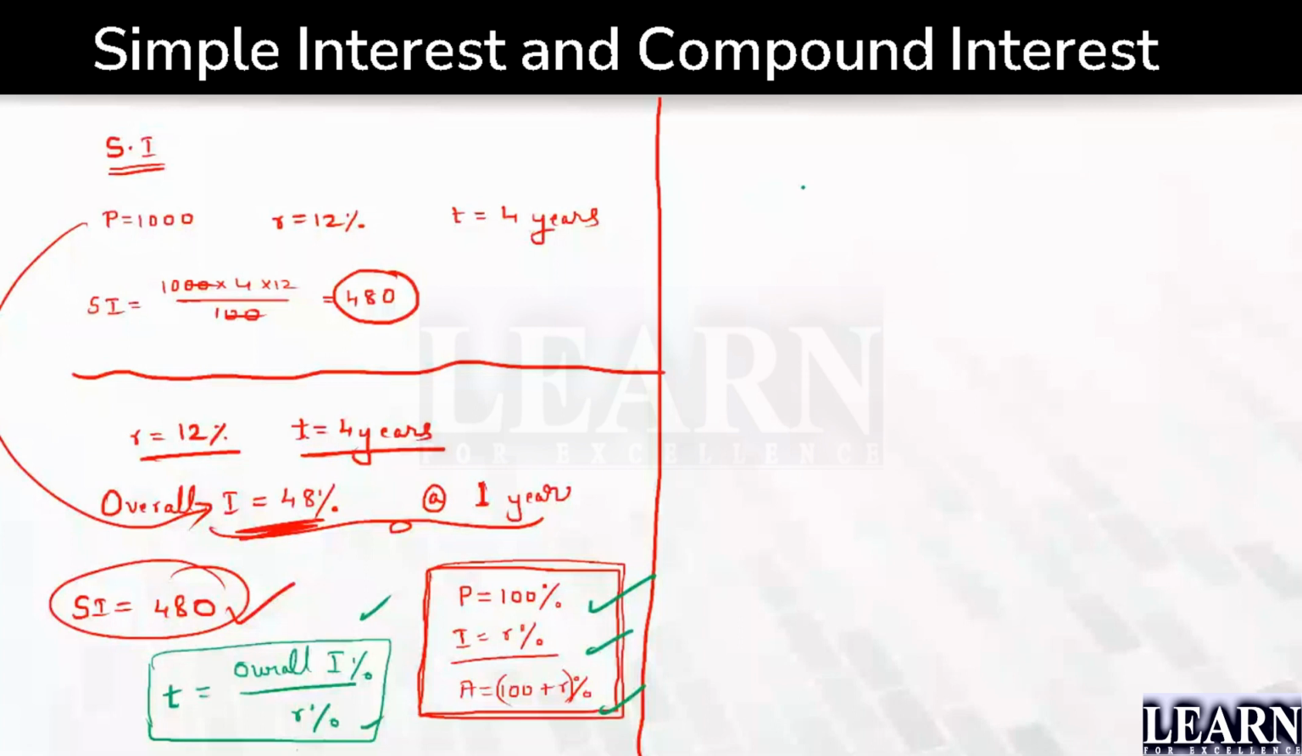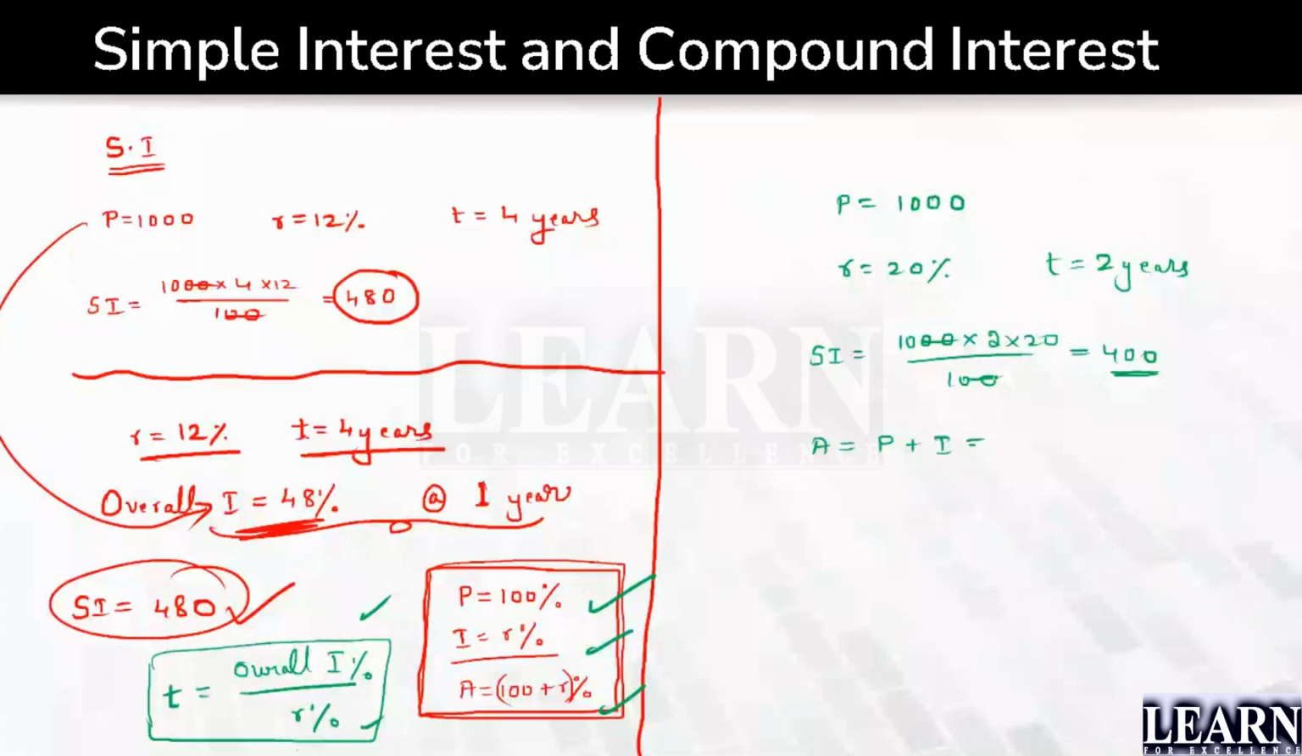Okay. Principal, I'll take it as 1000. Rate is 20 percentage. What are you going to do for an amount? First, you have to find out the interest. I'll take time equals 2 years. You're going to calculate 1000 into time, which is 2, into 20, divided by 100. Cancel: 40 and 0, 400. 400 is the simple interest. Then I can say amount equals principal plus interest, which is nothing but 1000 plus 400, which gives 1400.